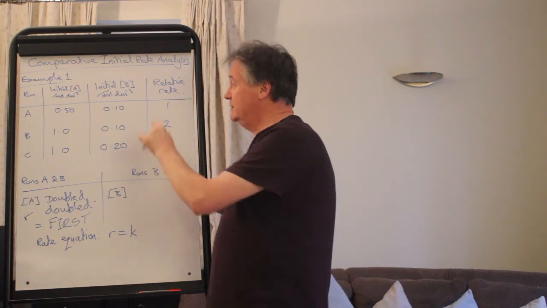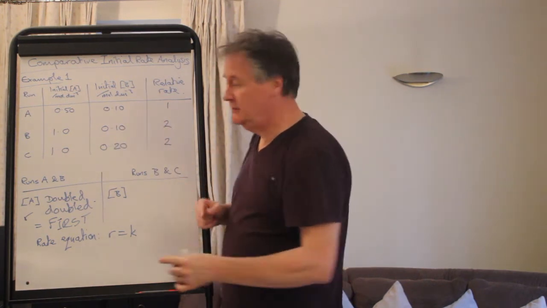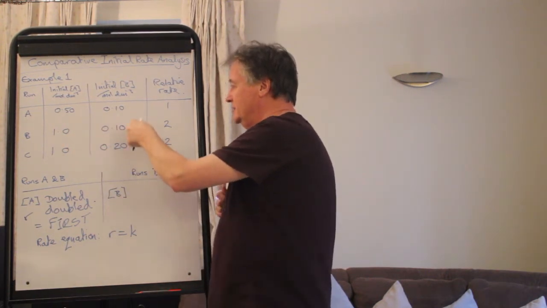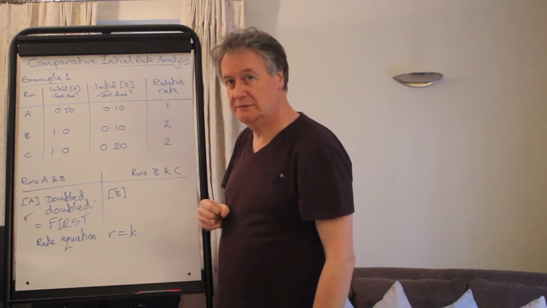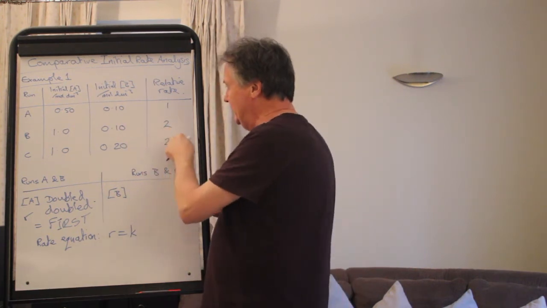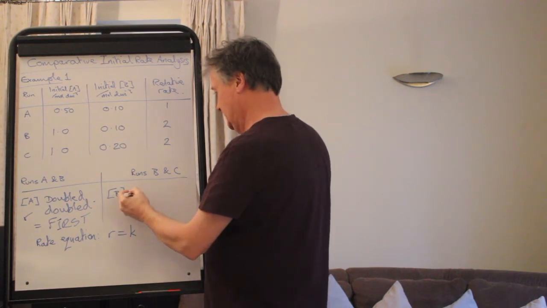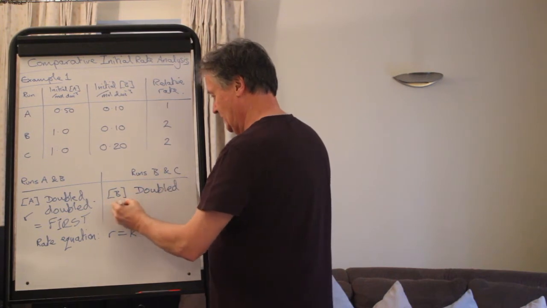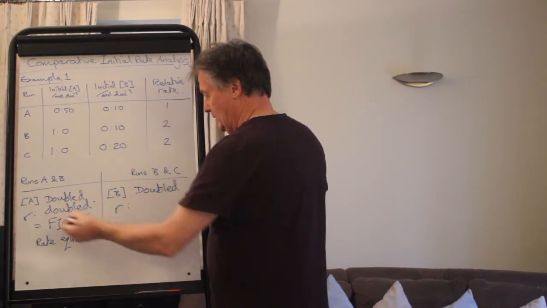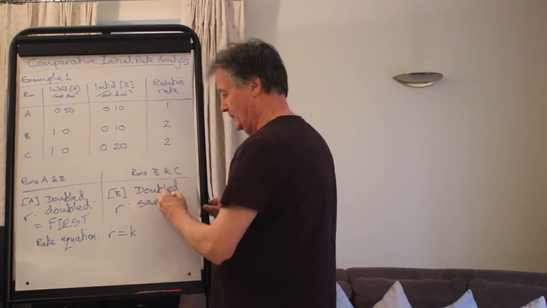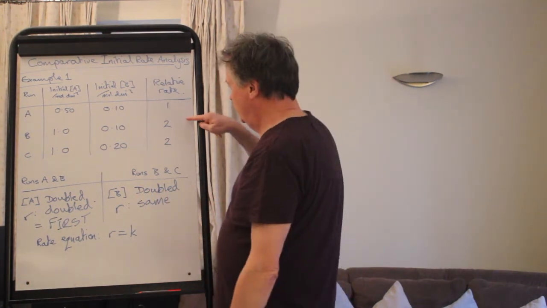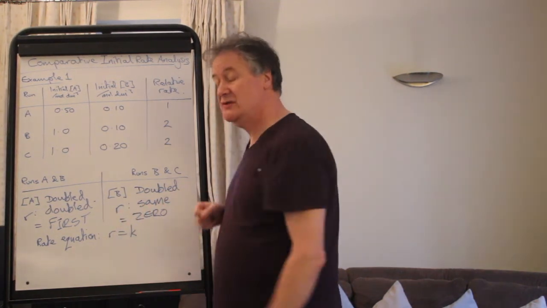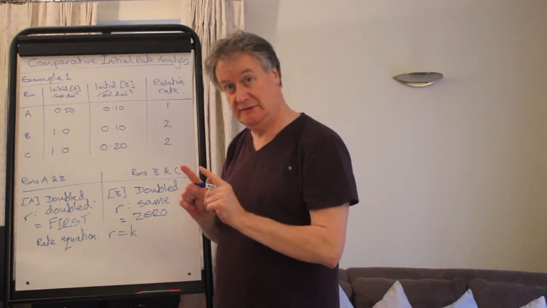Then we go on to analyse runs B and C. Now why do we choose B and C? Because now A stays the same, but the concentration of B is now doubled for the initial setup of the experiment. And here, when you double the concentration, the rate doesn't change. So when the rate doesn't change, the rate is not affected by the concentration, that is zero order.